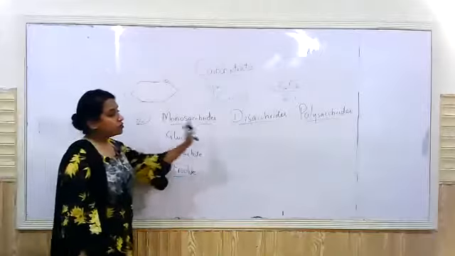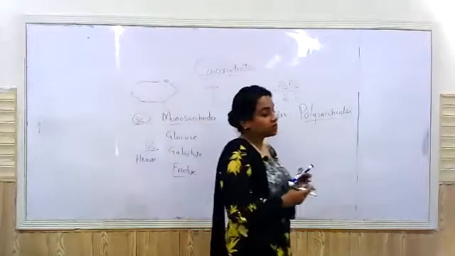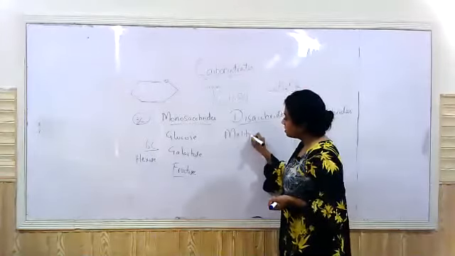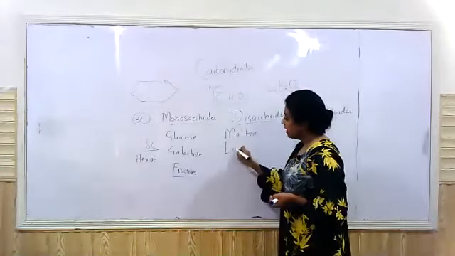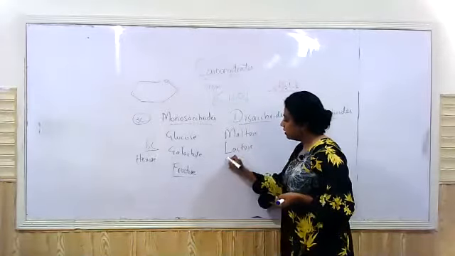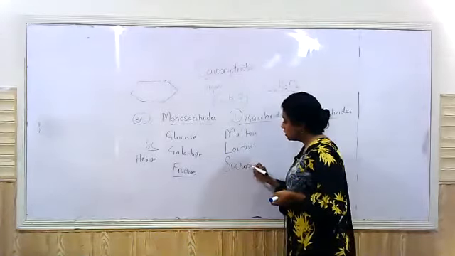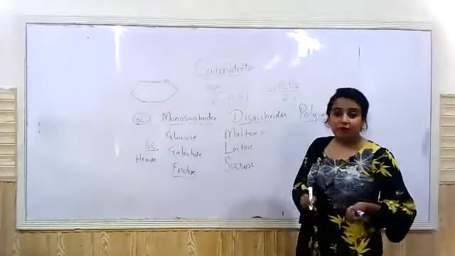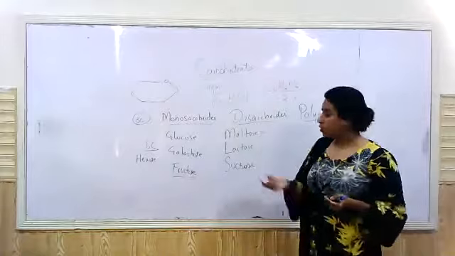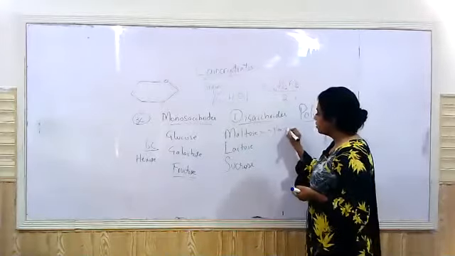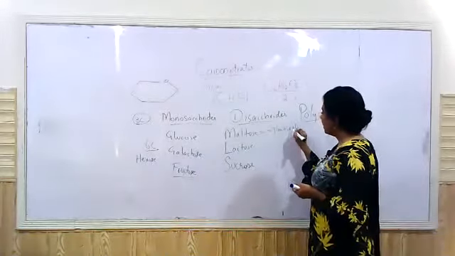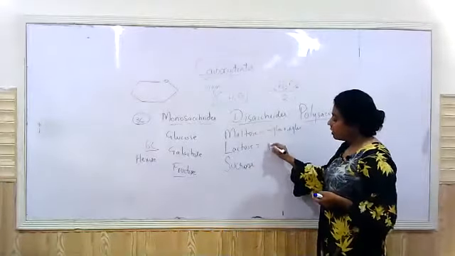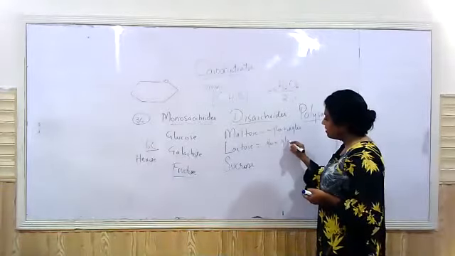Then moving on to disaccharides. There were three disaccharides that you studied, namely maltose, lactose, and sucrose. So three disaccharides. Maltose is made up of 2 alpha glucose molecules, right? Alpha glucose plus alpha glucose, that gives rise to what? Maltose.